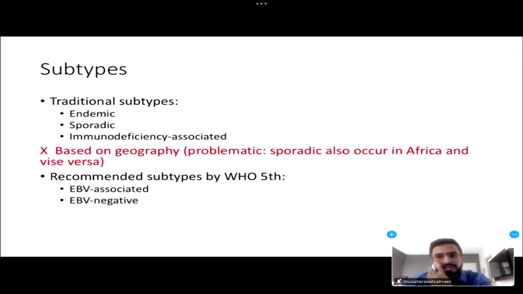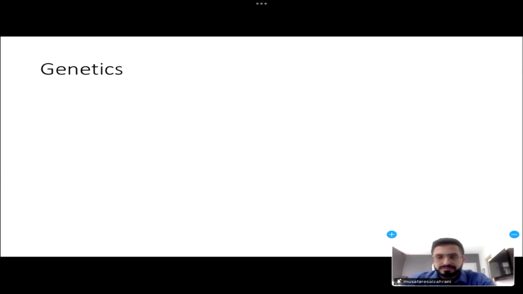So this is not a very helpful classification. The recommended subtypes by the WHO 5th edition is to use EBV associated and EBV negative rather than the traditional classification. This gives more of a reflection of the biology of the disease.